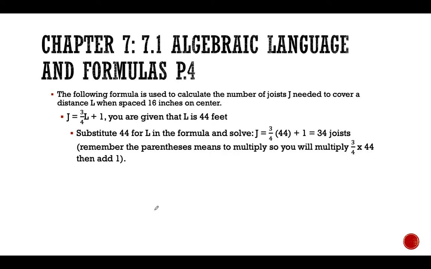So the formula, J equals 3/4 L plus 1, and you're given that L is 44 feet. So you're going to substitute 44 for L in the formula and solve it. You're going to write it first: J equals 3/4, substituting 44 for L in parentheses, plus 1, equals 34 joists. Remember that the parentheses means to multiply, so you're going to multiply 3/4 times 44 and then add 1.